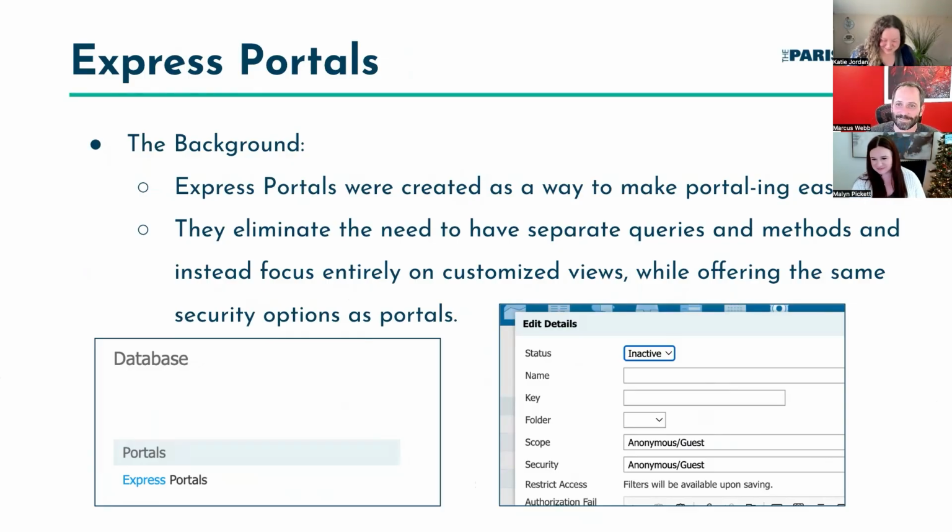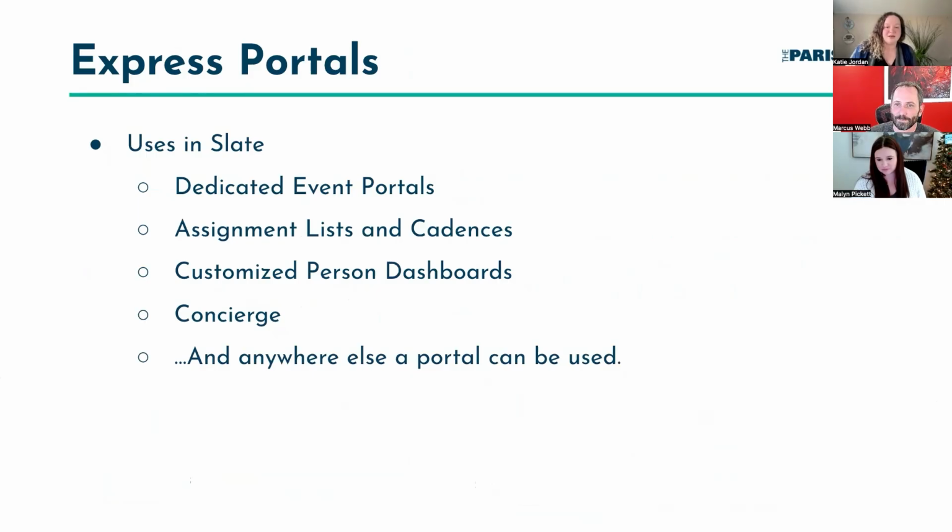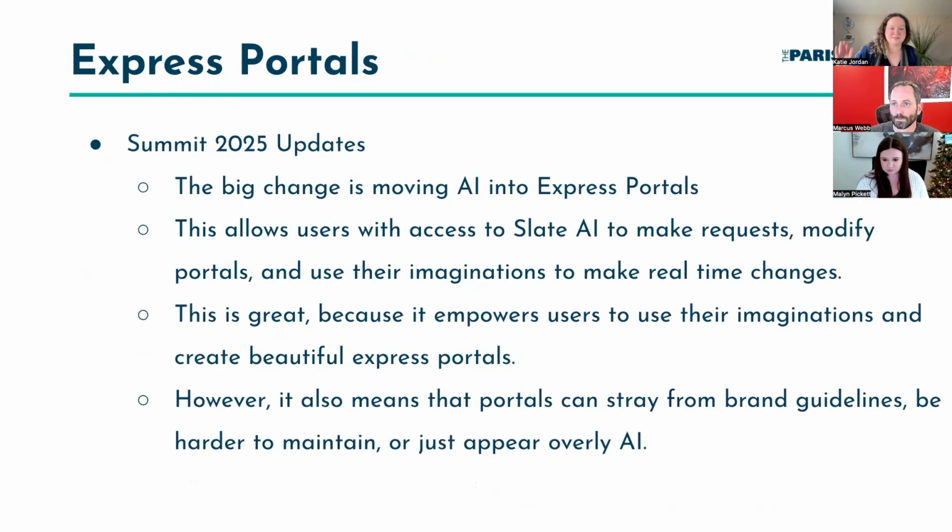They offer all the same scopes and security options as portals, but they focus on the view only rather than needing to create queries and methods as well. There's a number of places in Slate where an express portal can be used. For the first 4 examples here, dedicated event portals, assignment lists and cadences, customized person dashboards, and concierge, those are exclusively express portals in Slate right now. On top of that, they can also be used anywhere that a standard portal can be used.